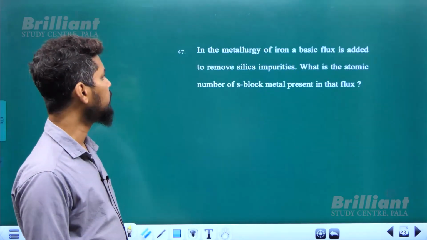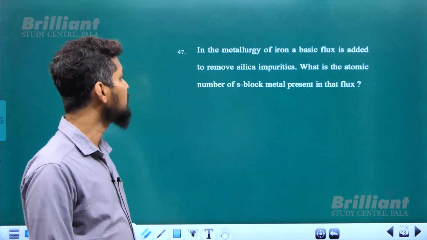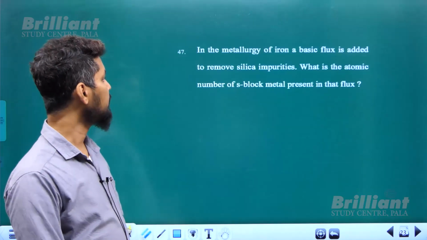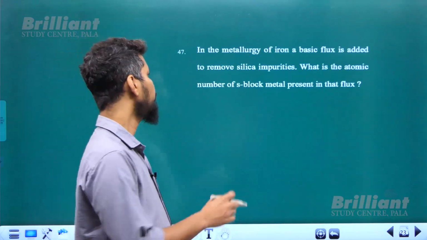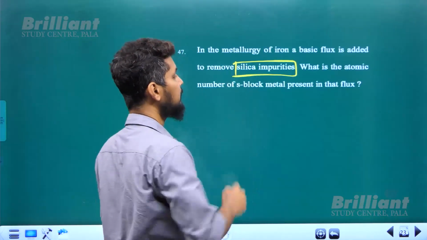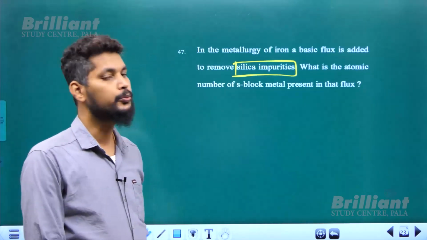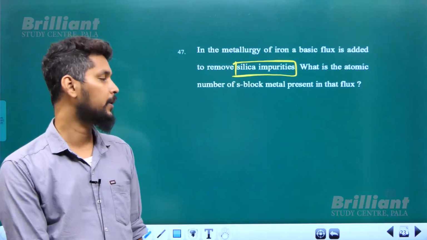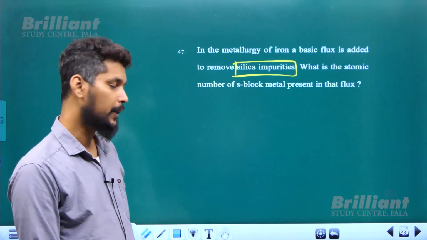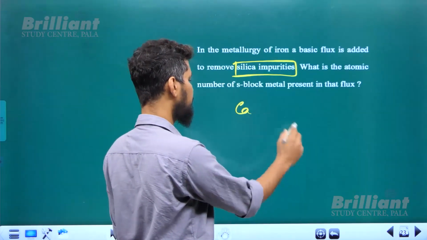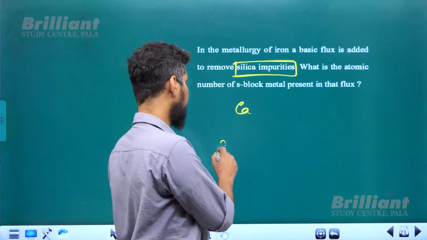Next, in the metallurgy of iron, a basic flux is added to remove silica impurities. What is the atomic number of the s-block metal present in that flux? You have to remove silica impurity. Silica is acidic, so you have to use a basic flux, and the basic flux used is calcium carbonate. The s-block element is calcium. Calcium atomic number is 20. So the correct answer is 20.